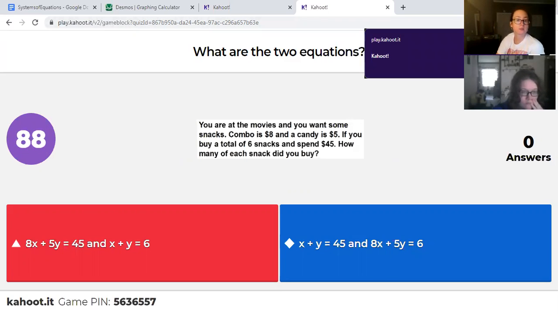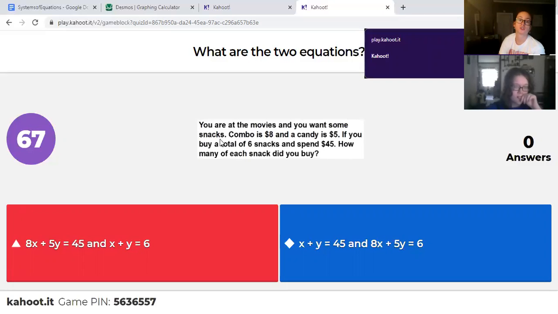And so sometimes it can be this way. So do you see how they've got the prices 8 and 5, and then the cost together is 45? Yeah. Okay, so that one is for sure going together because they both have the dollar signs. So like 8x plus 5y equals 45. That one for sure goes in there.